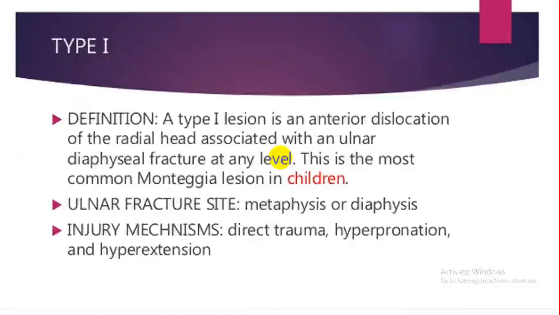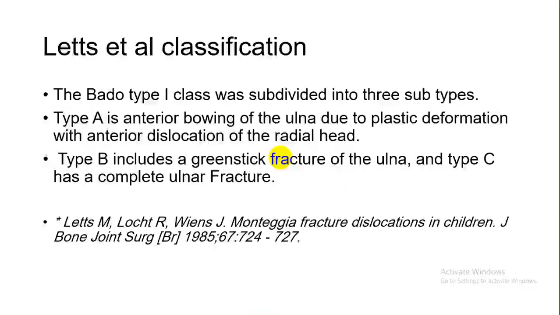Type 1, as we mentioned, is anterior dislocation with fracture of the ulna. The level of fracture is metaphyseal or diaphyseal. The mechanism of injury is either direct trauma, hyperpronation, or hyperextension. Let's further subdivide type 1 according to the pattern of fracture of the ulna: either type A, plastic deformation; type B, greenstick; or type C, complete fracture.